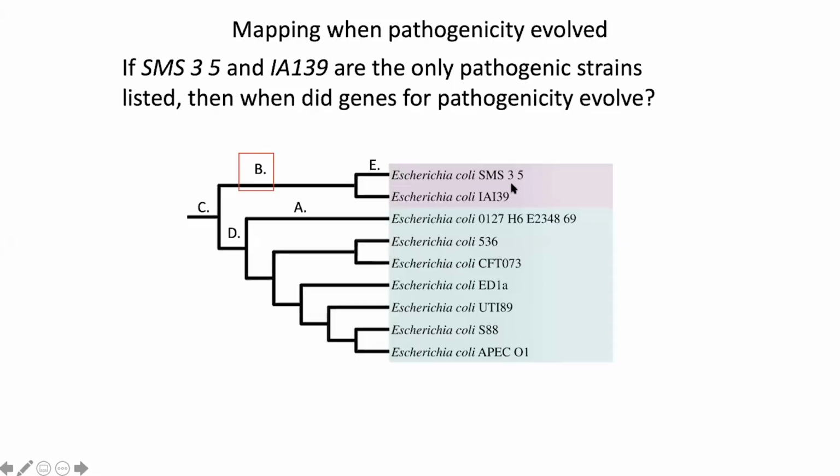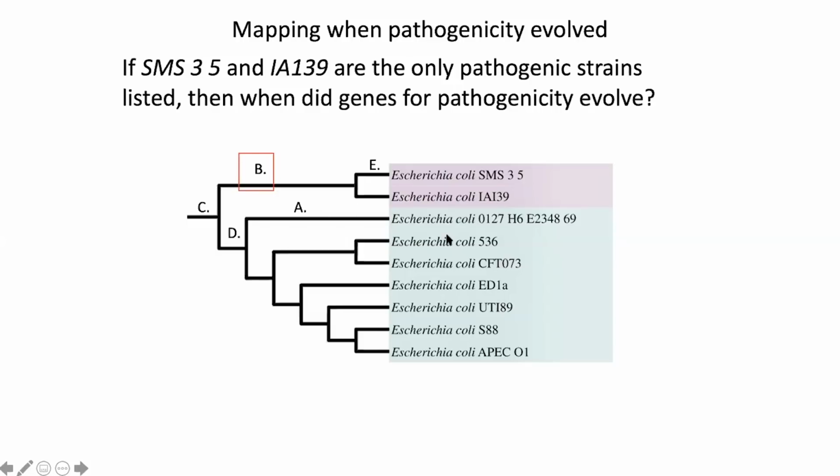this group here, this monophyletic group, is distinct phenotypically from this group here. And so you want to say, when did that phenotype evolve? Oh, well, the simplest explanation is that it evolved once along this branch here. You could have a more complicated explanation, like it evolved here, and then it also had to flip over here. But the simplest explanation is that it evolved at B.